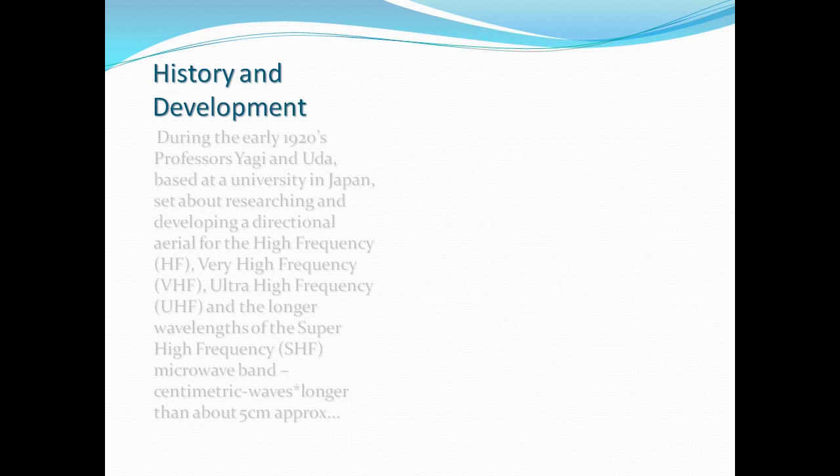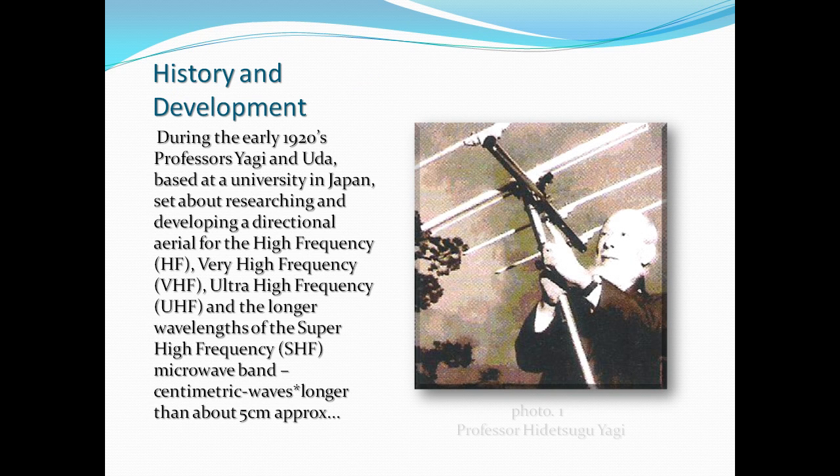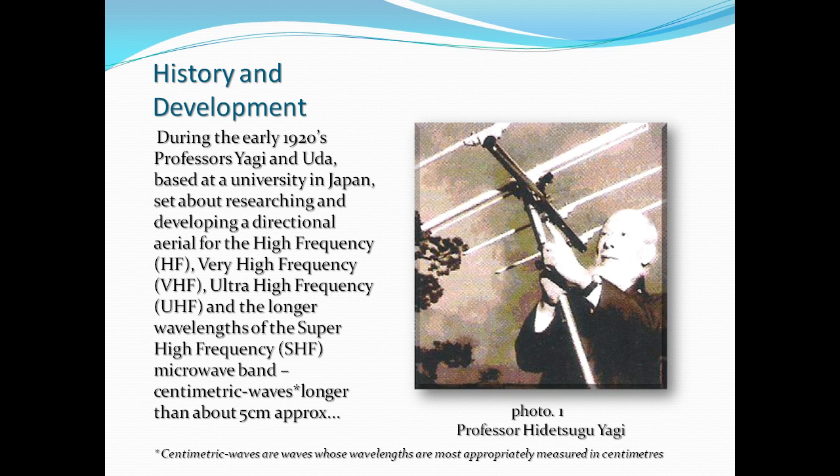History and development. During the early 1920s, Professors Yagi and Uda, based at a university in Japan, set about researching and developing a directional aerial for the high frequency, very high frequency, ultra high frequency and the longer wavelengths of the super high frequency microwave band, these being centimetric waves longer than approximately 5 centimeters. Centimetric waves are waves whose wavelengths are most appropriately measured in centimeters. Photo 1 shows Professor Hidetsugu Yagi at work.